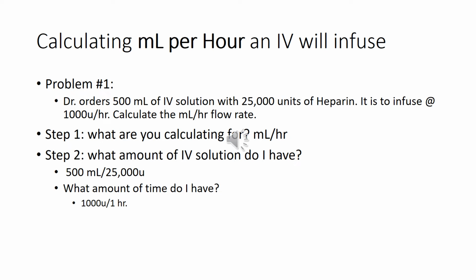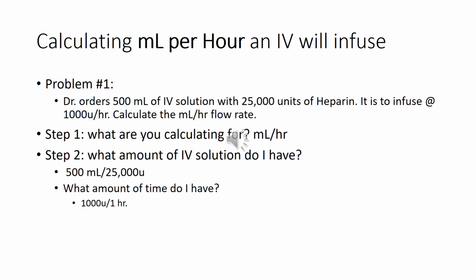So here's another problem. Problem number 1, the doctor has ordered 500 mils of IV solution with 25,000 units of heparin. It is to infuse at 1,000 units per hour. Calculate the mils per hour flow rate.